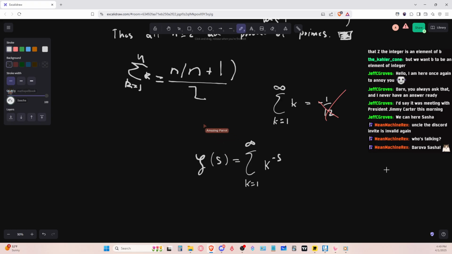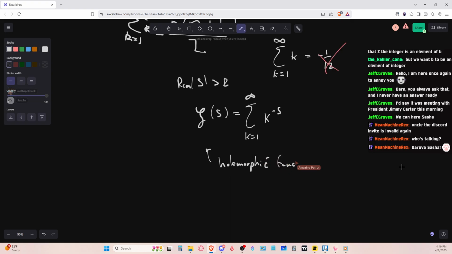If you look at s, which is a complex number whose real part is big enough, maybe bigger than 1, or bigger than 2 to be on the safe side, then we get a nice function which is differentiable and all the good stuff. Those kinds of functions are called holomorphic functions. What does that mean?